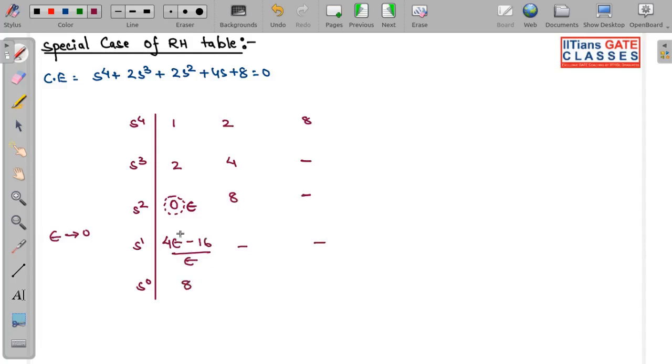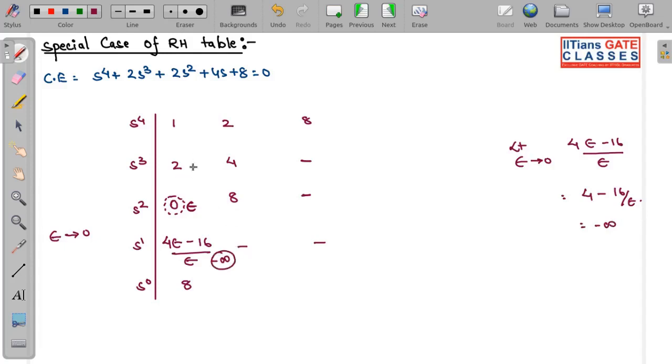So now if you solve this, 4 epsilon minus 16 by epsilon. So you can do what? Here you can see this is infinite. So simply divide by epsilon in the numerator and denominator. So this will be 4 minus 16 by epsilon. So if you put 0 over here, you are getting minus infinite. So over here you will be having minus infinite.